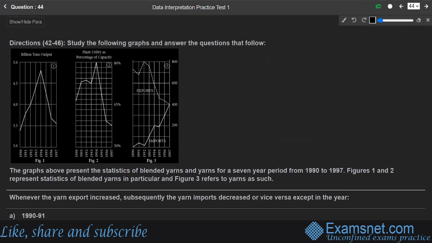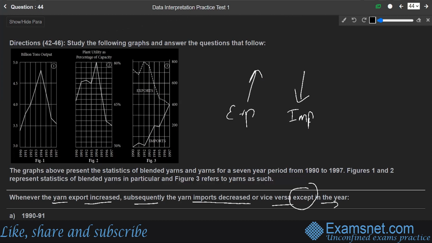Now, for the same three line graphs, we are supposed to calculate a different thing. He's asking: whenever the yarn exports increased, subsequently the yarn imports decrease, or vice versa, except in the year. As per the graph, whenever the exports are increasing, he is saying the imports are decreasing. It is happening in most of the years that exports are increasing and the imports are decreasing. He's asking for the exception, the particular year in which this is not happening, that they are going in the reverse direction. That year he wants to find out.